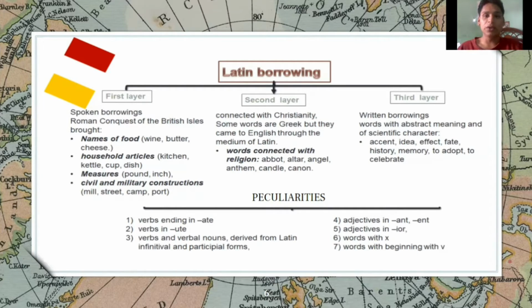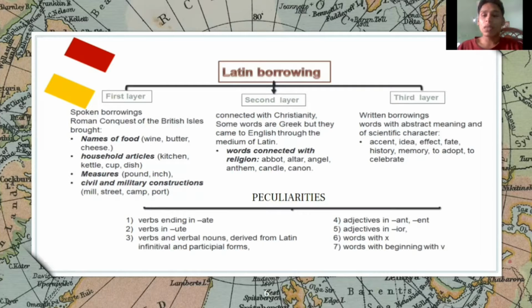Here we have the second layer, which is connected with Christianity. Some words are Greek, but they came into English through the medium of Latin. As it was in the area of Christianity, the words were connected to religion. The words that were borrowed are altar, angel, anthem, candle, and canon.